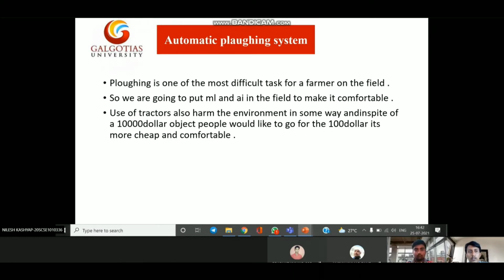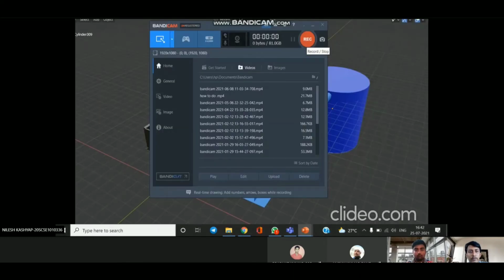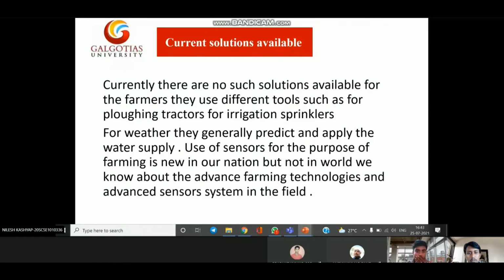Now, let us have the conclusion. But before that, let us see what the current solutions available are. There are no such solutions available for farming. They use different tools such as blocking tractors for irrigation, sprinklers, and weather prediction with the water supply. None of the sensors serve this purpose in farming, but now we know about advanced farming techniques and advanced sensor systems on the field.